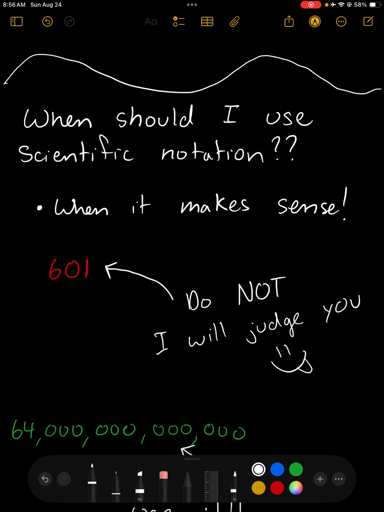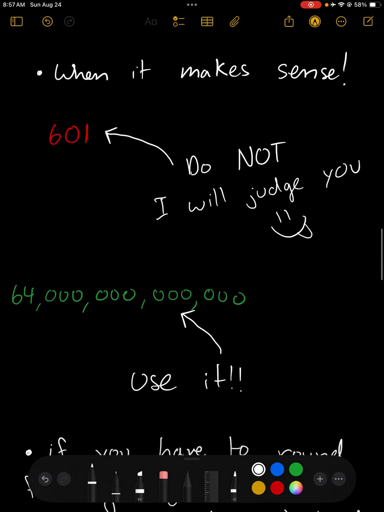When should you use scientific notation? Use it when it makes sense. It is not something that you have to do for every single number in this class. In fact, if you write every single number in this class in scientific notation just to say you did, I'm going to judge you a little bit in a friendly way. So if you see a number that you can easily write in standard form like this one, don't bother writing it in scientific notation. Writing this as 6.01 times 10 to the second is useless. Why would you do that? You don't need to. The number 601 is perfectly understandable as it is, so it's unnecessary.